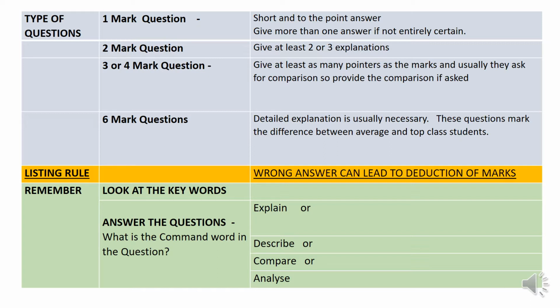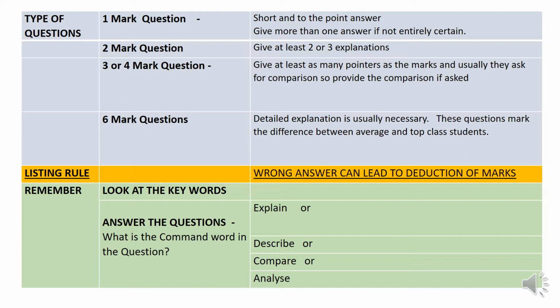Then you have extended questions, which could be 3 or 4 marks, in which you should give as many pointers as the marks given, and these types of questions normally ask for comparisons or explanations, so you need to provide those if needed. And then finally you have 6-mark questions. These require a detailed explanation in order for you to reach the top band, and these are the questions which mark the difference between average students who'd be scoring 3 or 4 and top class students who'd be scoring 5 or 6 marks on these types of questions.